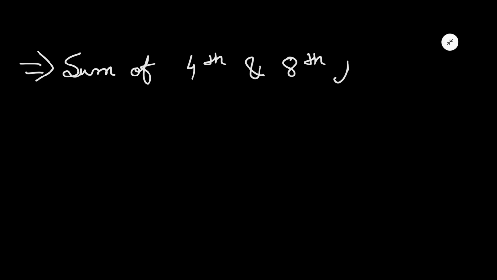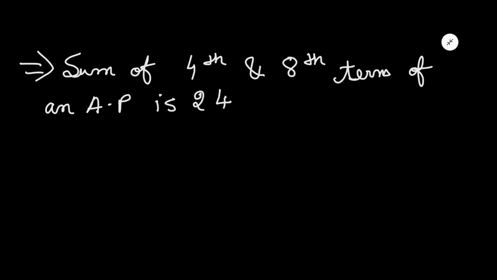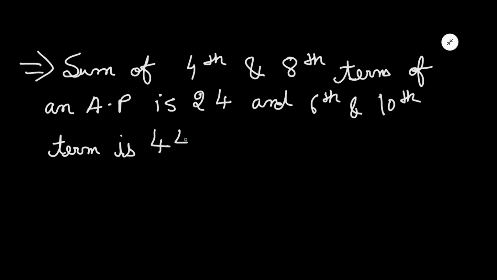Let's do one more example, which is: the sum of fourth and eighth term of an AP is given as 24, and the sum of sixth and 10th term of an AP is equal to 44, and we have to find the first three terms of the AP.